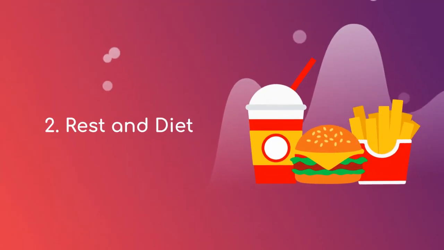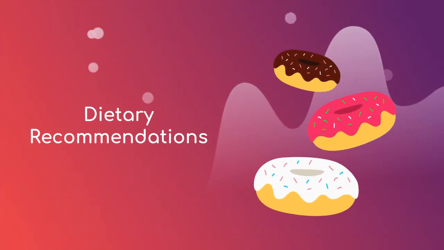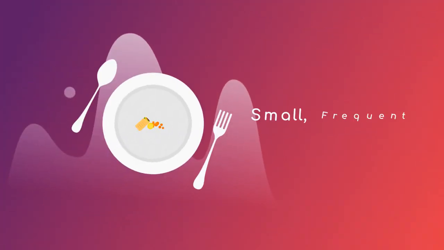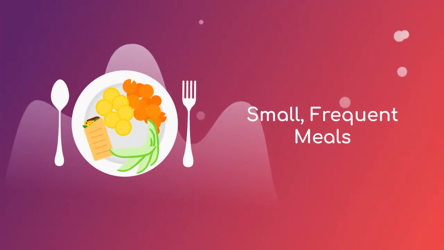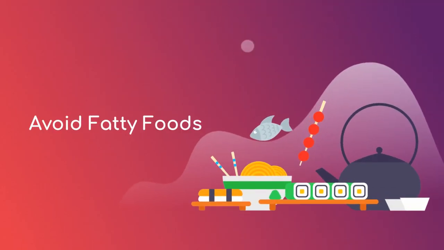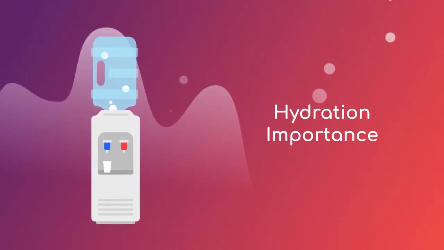Rest and diet. Provide bed rest during acute phase. Offer high-calorie, high-carbohydrate, low-fat diet. Encourage small, frequent meals. Avoid fatty, fried foods. Increase oral fluids unless contraindicated.